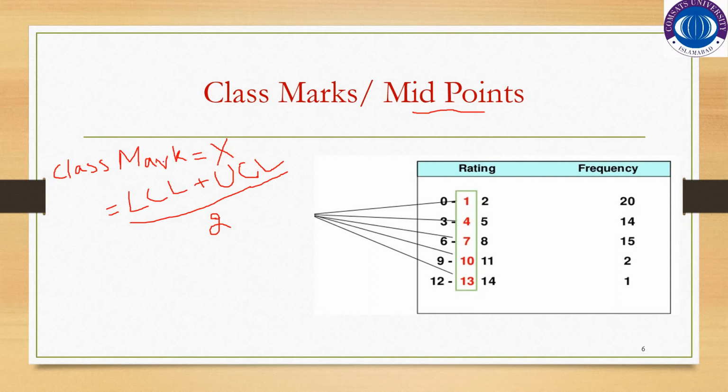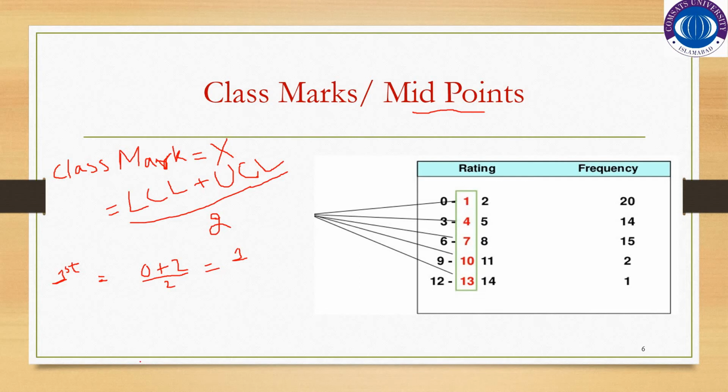What is class mark or the midpoint? Class mark or the midpoint is equal to the lower class limit of the class plus the upper class limit of the class, divided by 2. Now, for the first class, we have 0 plus 2 divided by 2, that is equal to 1.